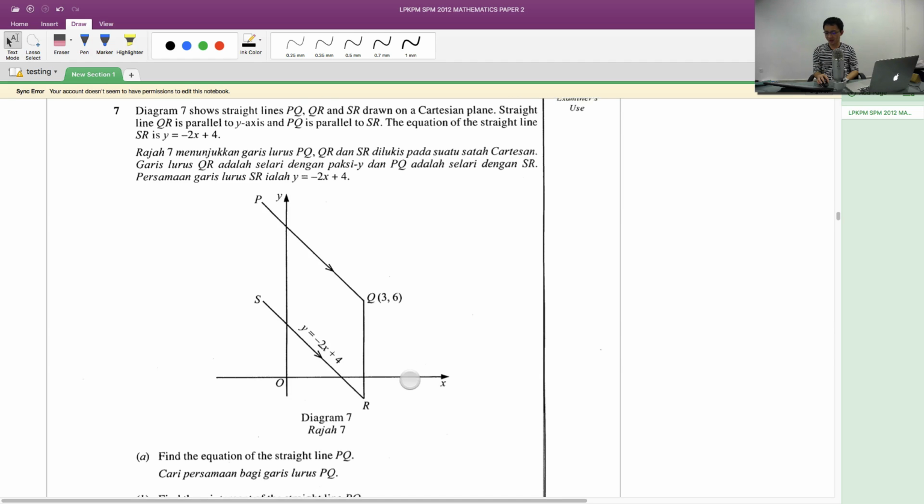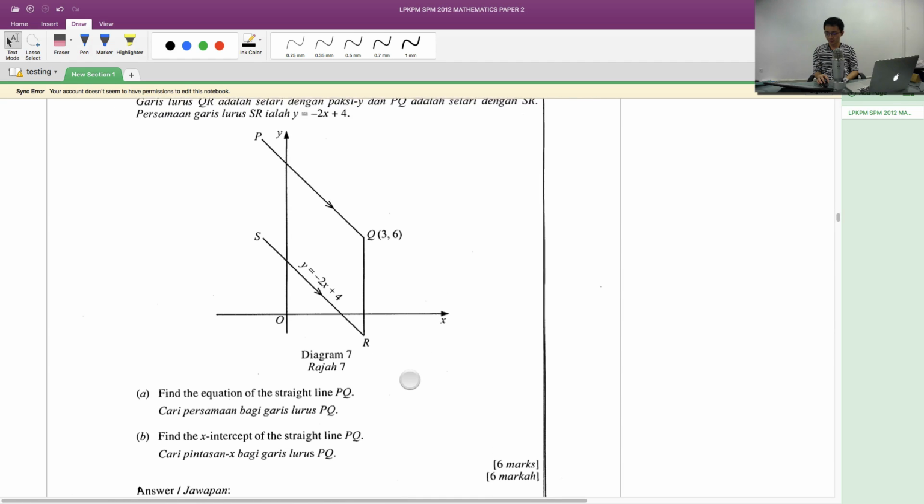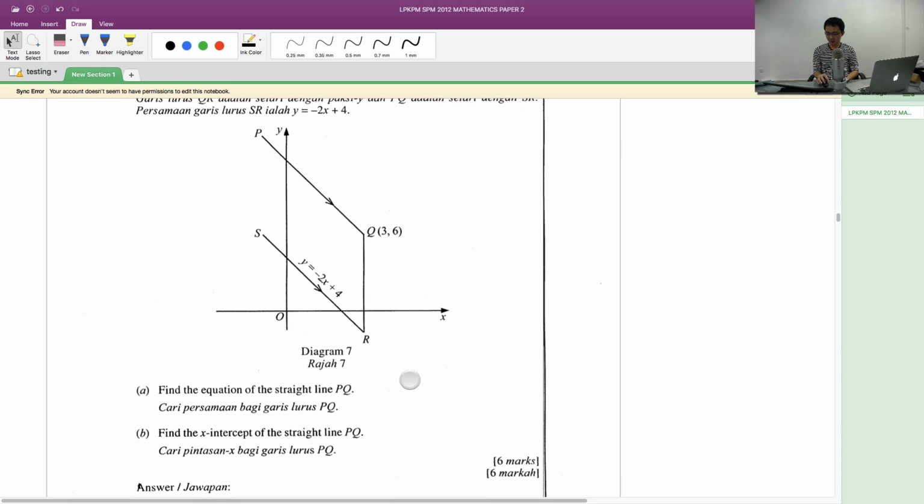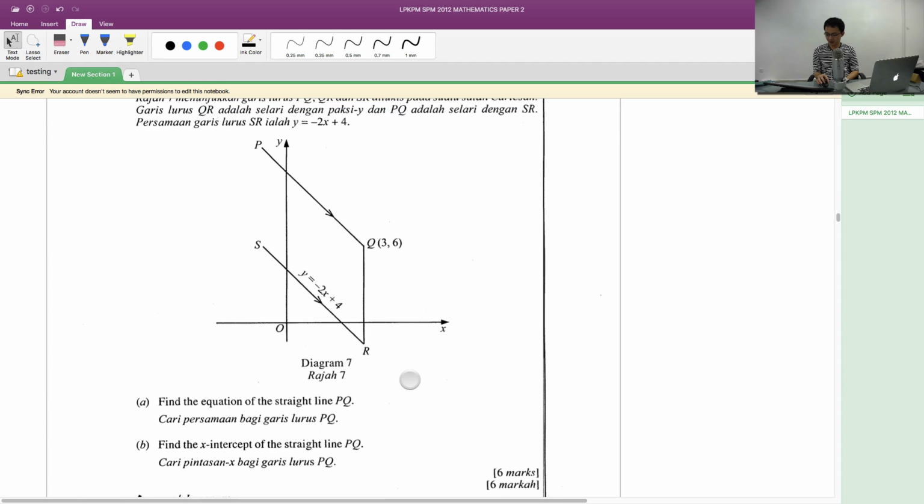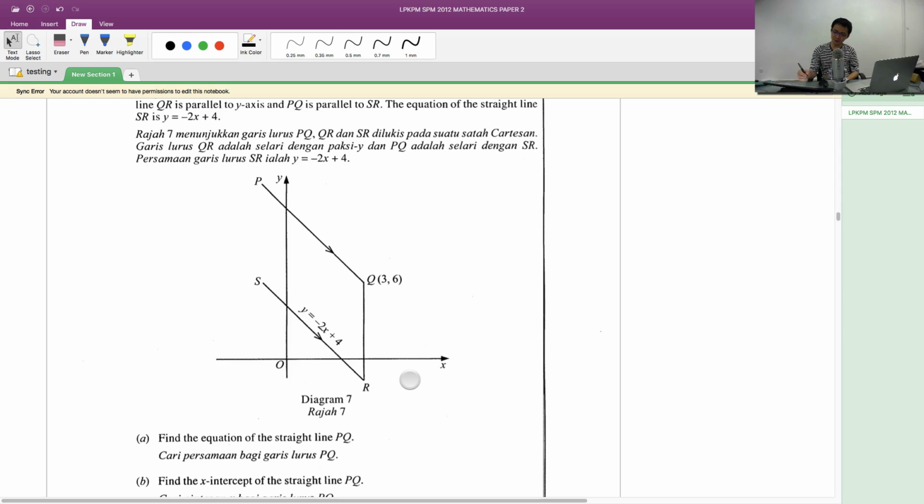Alright, so in order to find the equation of PQ, we will need to do something. Okay, so the first thing is to find the equation of the line PQ. Okay, first, because they are parallel, the gradient here is negative 2, isn't it?